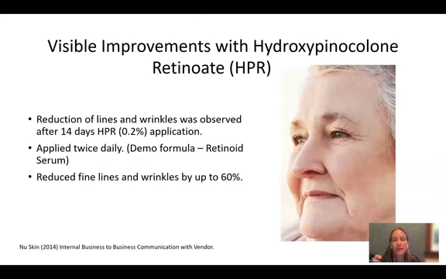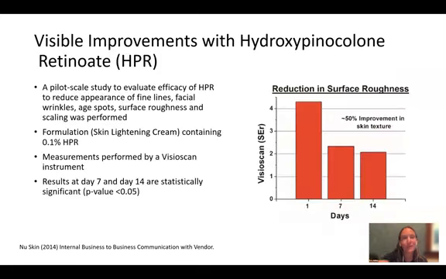So the ingredient information on this HPR shows that it has a reduction of lines and wrinkles, and that was observed in as quickly as 14 days, which is really, really fast. They applied the serum twice daily, and that reduction in lines and wrinkles was up to 60%. That wasn't the average, that was the up to. So I just want to make sure that that's clarified. But that still has great potential.